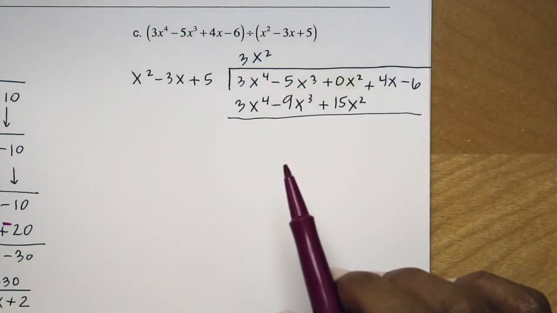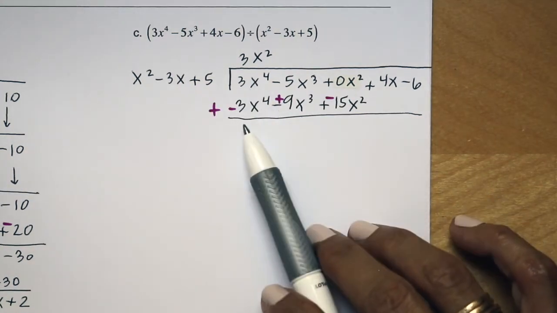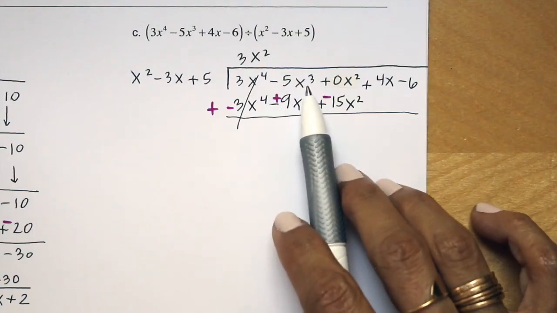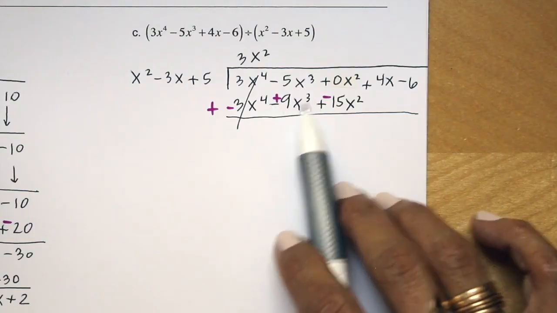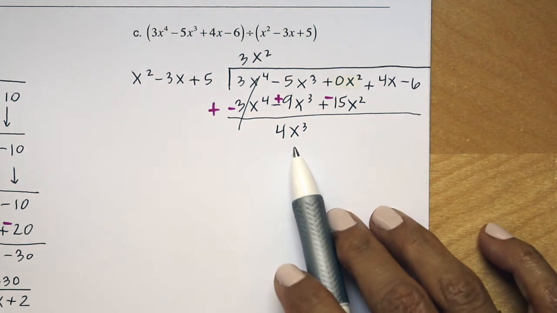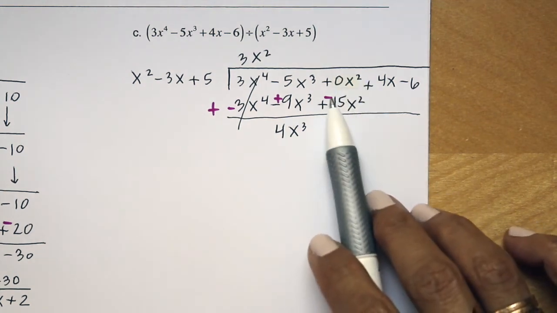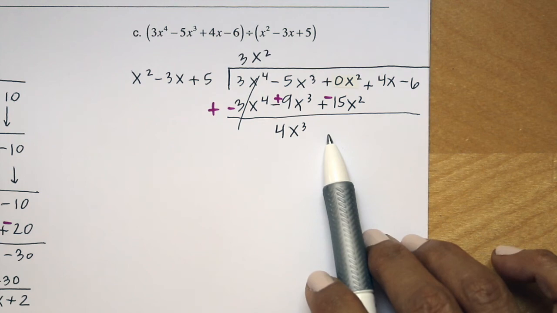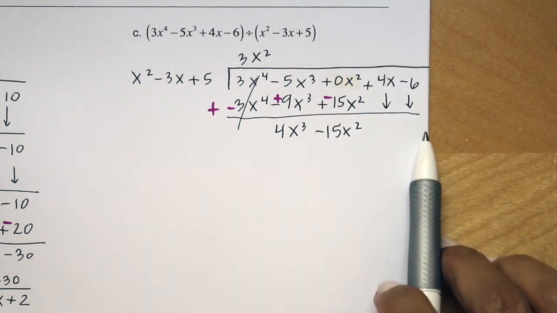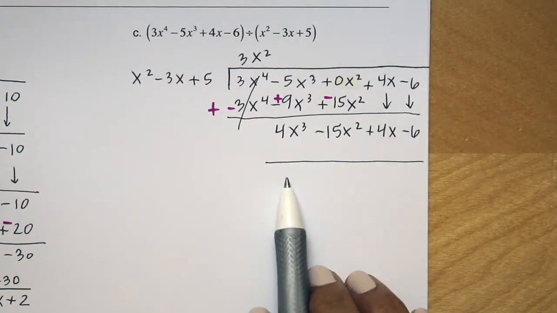At this point, we're going to add their opposites. So these first 2 terms cancel. Here we have negative 5x cubed and positive 9x cubed makes positive 4x cubed. 0x squareds plus a negative 15x squareds makes negative 15x squared. And we're going to drop both of these terms down. I left a blank, and we're going to start the process again.